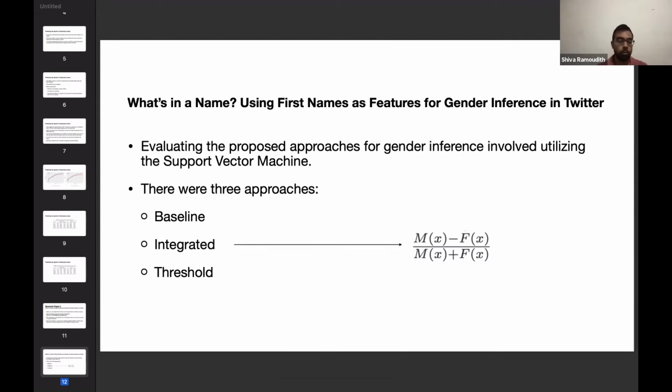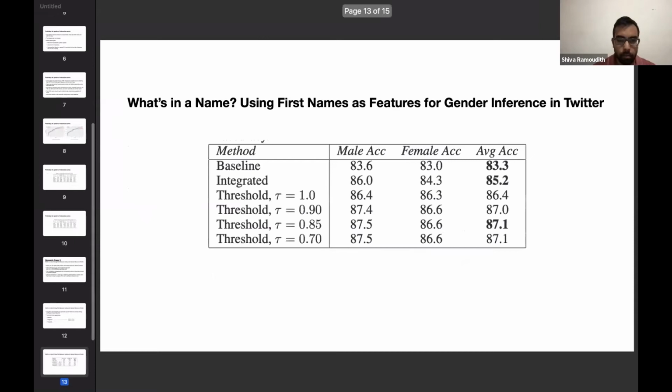So the threshold experiments apply a restriction parameter to allow overriding of the signal, right? Essentially, it's just a bit of an extension to the integrated approach. So in terms of some results, again, SVM were used.